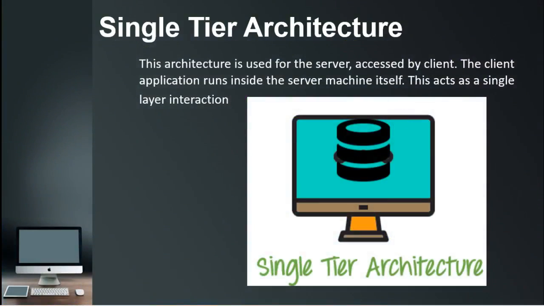This architecture is used for the server accessed by the client. So the client application runs inside the server machine itself. One machine acts as the client, and a part of it acts as a server as well. So everything is inside one machine. The database is inside it, the application software is inside it, and it takes the data from the database and gives it. So everything is inside one machine. So there is no separate server machine and separate client system.